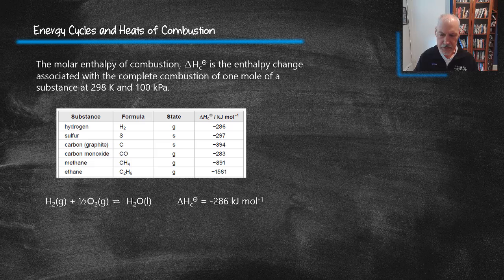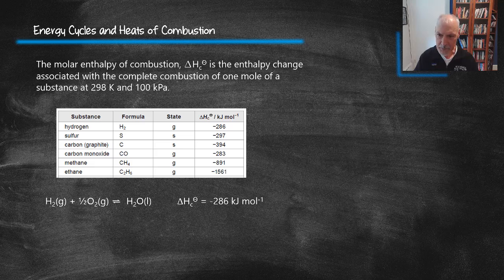Hydrogen plus oxygen making water. Now, I can use fractions here because I'm only allowed to burn 1 mole of the fuel. So the coefficient for the hydrogen must be 1, and the enthalpy change associated with it there, exothermic as we would expect for combustion, negative 286 kilojoules per mole of hydrogen.